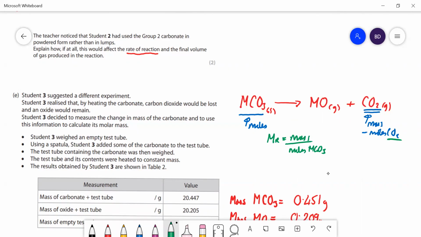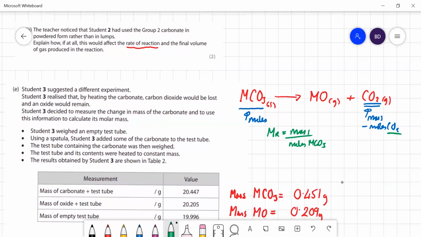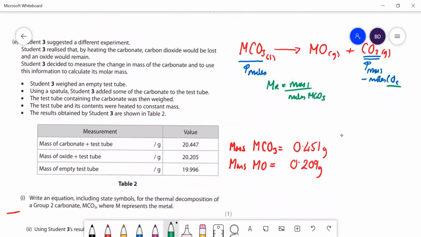Okay, so what he did was, again, I've done this bit. Empty test tube weighed that much. Before the experiment, when it was a carbonate, it weighed that much. Afterwards, it weighed 20 point. Okay, so we can work out the masses of the carbonate and the oxide by subtracting the mass of the test tube. So that means the mass of the carbonate was 0.451, and this one was 0.209.